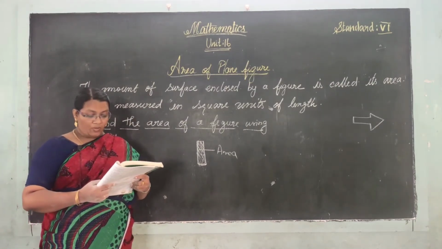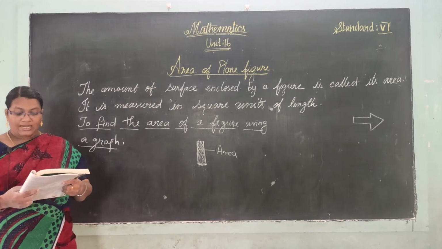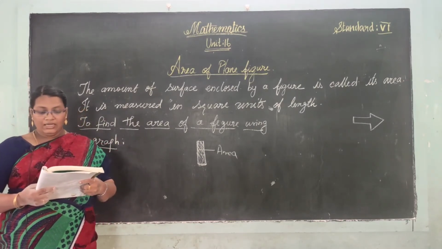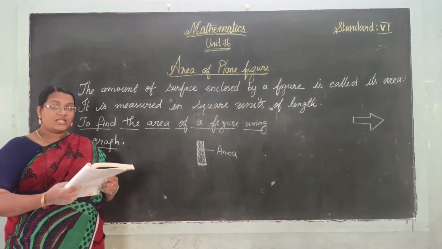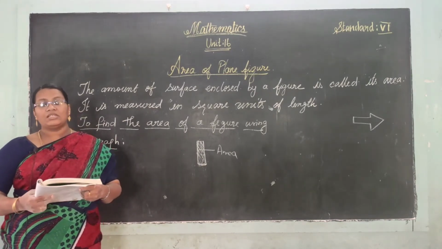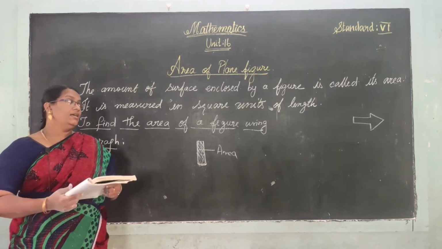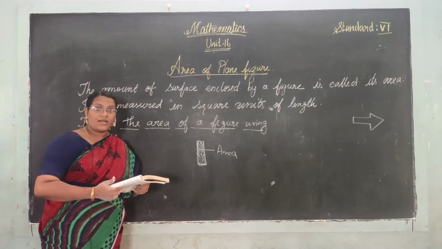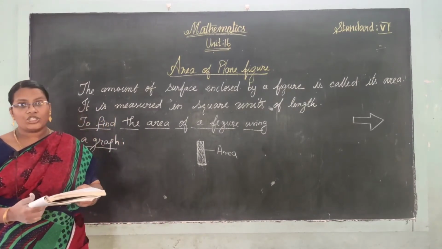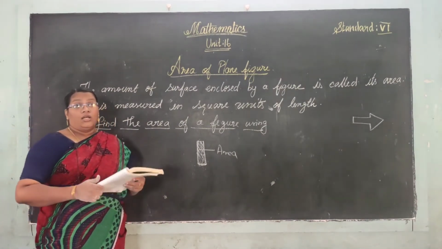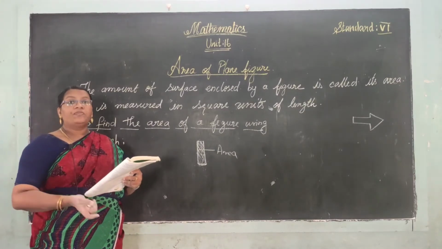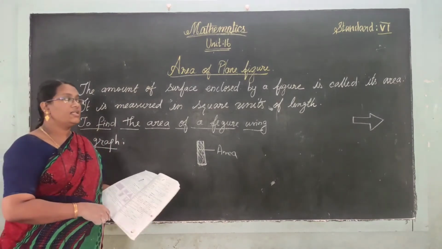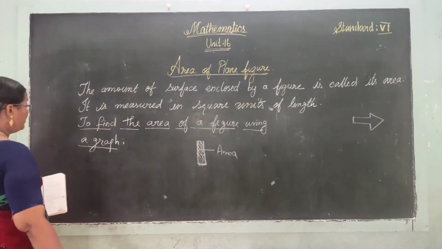So how many square boxes are there? 8 square boxes. So how many units? 8 units. Each has 1 centimeter. So totally how many square boxes are covered by the rectangular shape? 8. So area of the rectangle is equal to 8 centimeter. Area of the rectangle is equal to 8 centimeter.